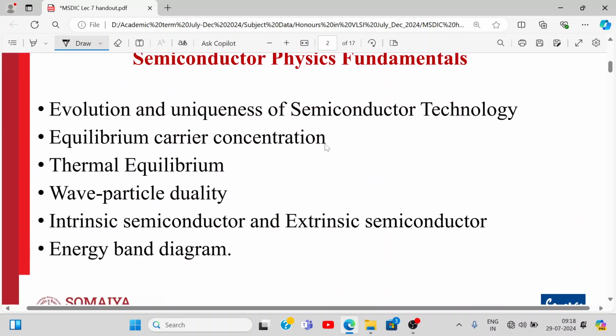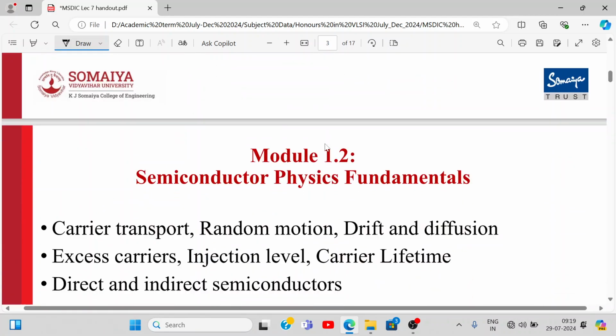Alright, so we have covered the following semiconductor physics fundamental topics: evolution and uniqueness of semiconductor technology, equilibrium carrier concentration concept, thermal equilibrium, and the concept of quasi-equilibrium. Yesterday we saw wave particle duality, then intrinsic and extrinsic semiconductors, and we solved numericals also. Then we also saw the energy band diagram of intrinsic and extrinsic semiconductors.